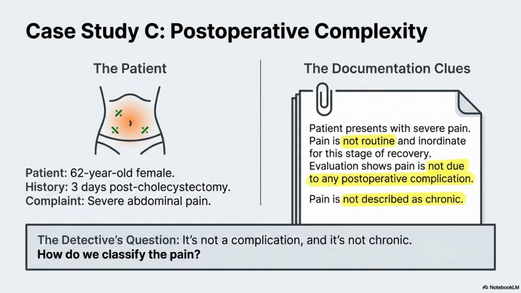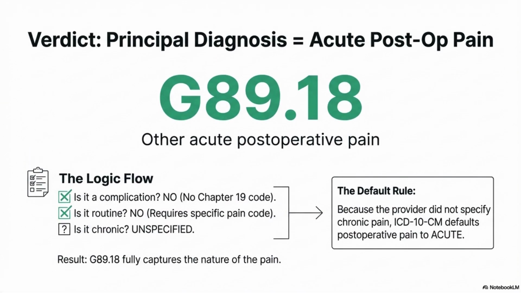Our third case involves a 62-year-old female, 3 days post-cholecystectomy, presenting with severe abdominal pain. The documentation tells us the pain is not routine for this stage of recovery. There is no postoperative complication. The pain is not described as chronic. ICD-10-CM defaults postoperative pain to acute unless the provider specifies chronic. Because the pain is non-routine and not due to a complication, G89.18 accurately captures the encounter.